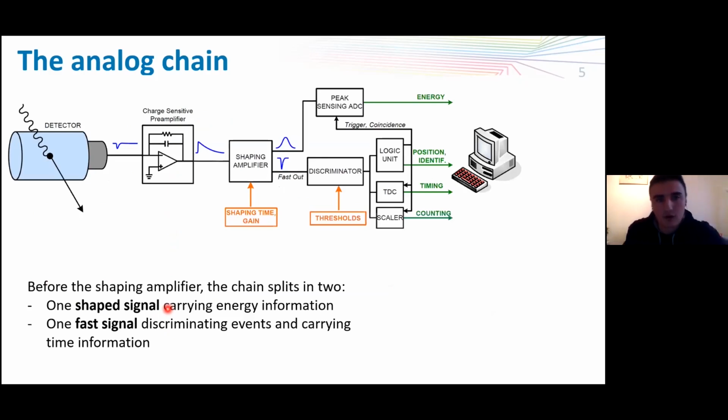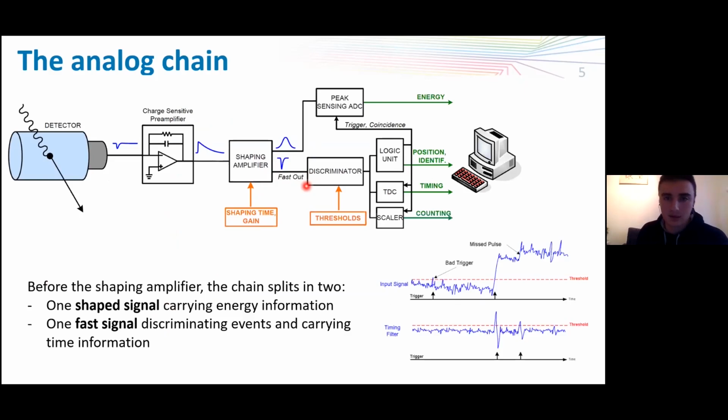So if we have a broader look at the analog chain now, we can repeat that we have here the fast line and the energy line. Into the fast line, we will have what is called the discriminator. A discriminator is something that will impose a threshold on our signal so that we can flag the arrival of an event over all the open window of our detection. But what we will do is not to impose a threshold directly on the input signal, but rather on the timing filter that derives the signal coming from the input.